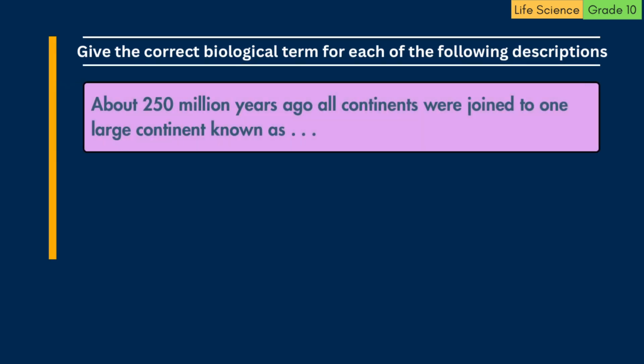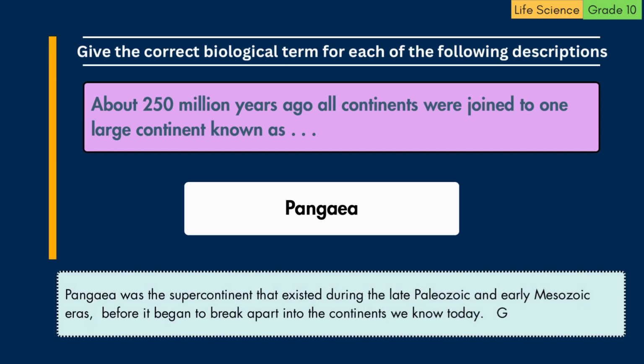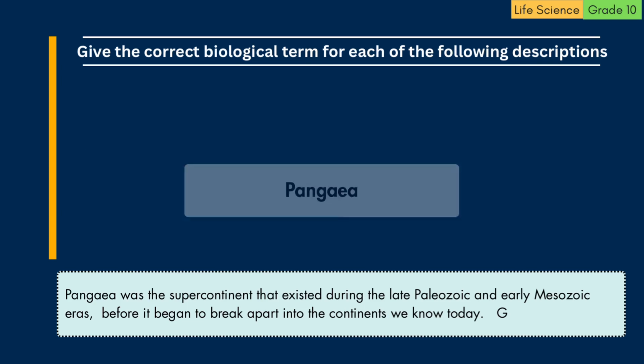Question: about 250 million years ago, all continents were joined to one large continent known as. The correct answer is Pangaea. Pangaea was the supercontinent that existed during the late Paleozoic and early Mesozoic eras, before it began to break apart into the continents we know today.